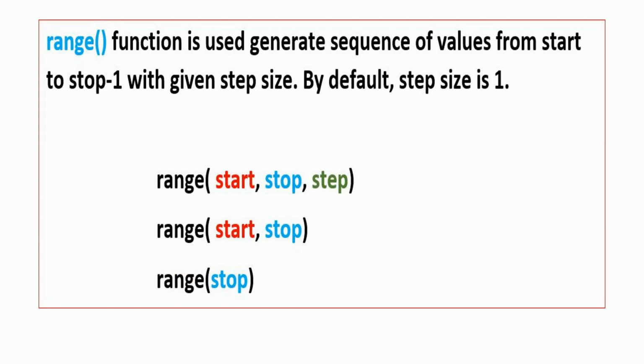Here you are giving only one parameter, that is called the stop. So here we are not giving the start and we are not giving the step. If you are not giving the start, it always starts with 0. And already we have discussed that if step is not given, it will be taken as 1.